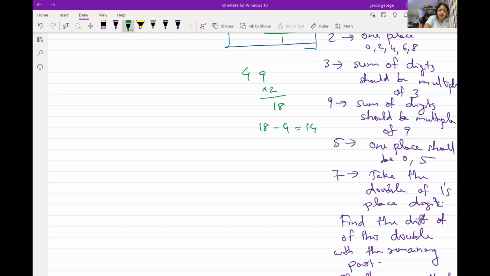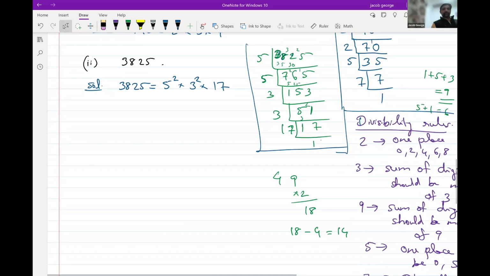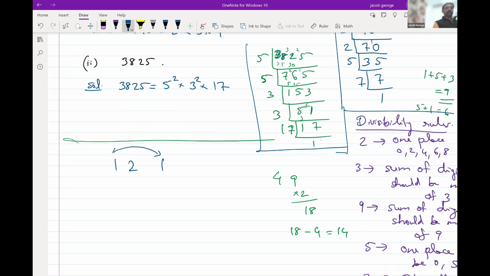11 again? This is the rule for 11, I will write here. For example, 121. 121 is divisible by 11, right? We take the sum of numbers in the even places. These are the even places. And the sum of numbers in the odd places. Actually these are the odd places. First place, second place, third place, like that from left to right we count.